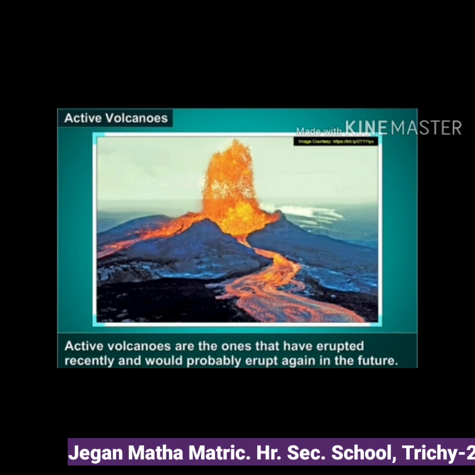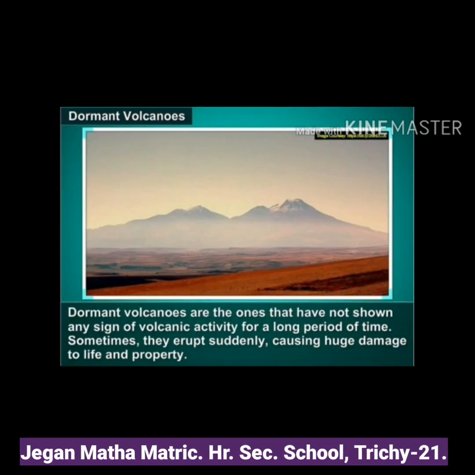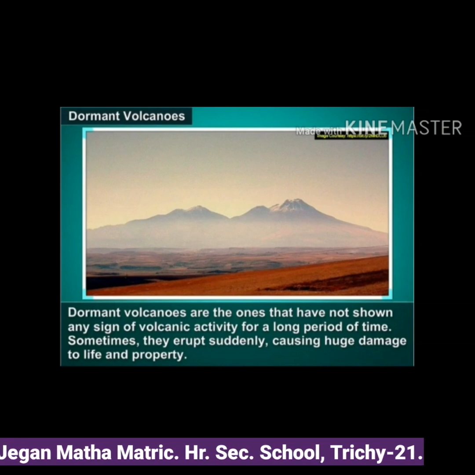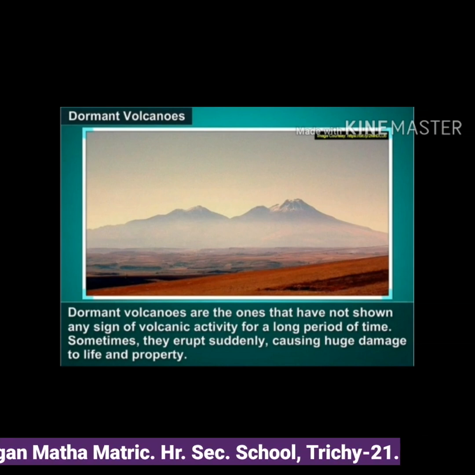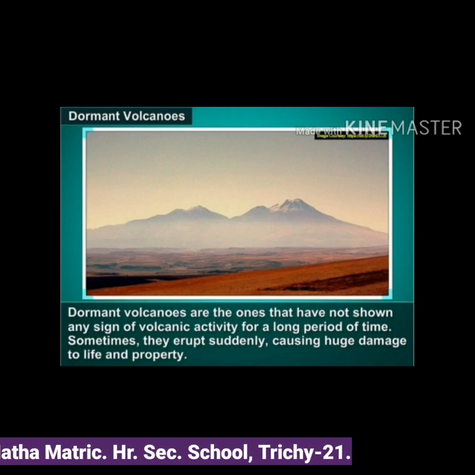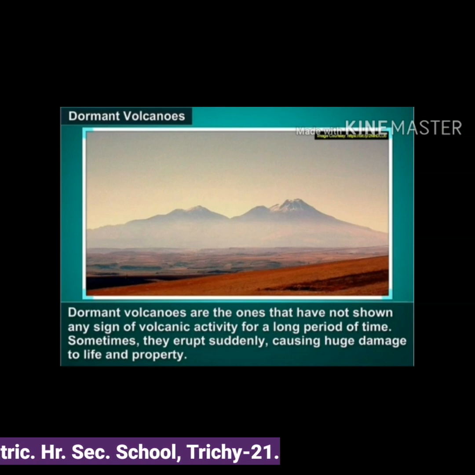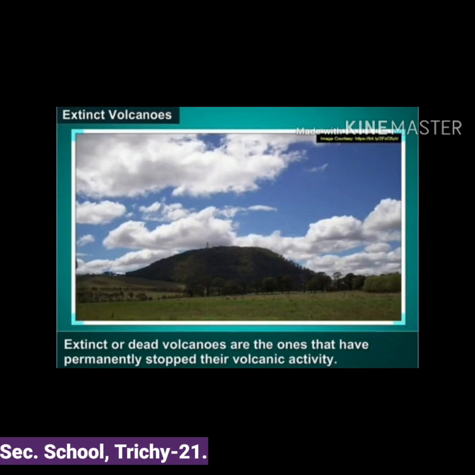Next, dormant volcanoes. Dormant volcanoes are ones that have not shown any sign of volcanic activity for a long period of time. Sometimes they erupt suddenly, causing huge damage to life and property. Next, extinct volcanoes, or dead volcanoes, are ones that have permanently stopped volcanic activity.